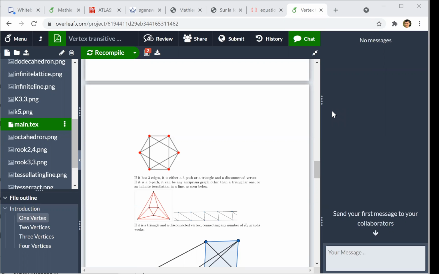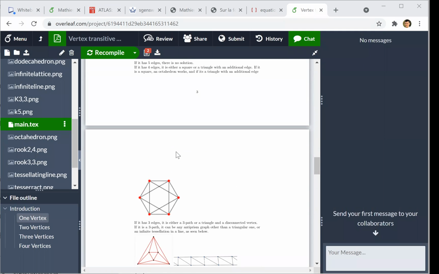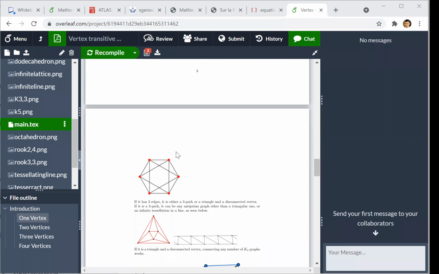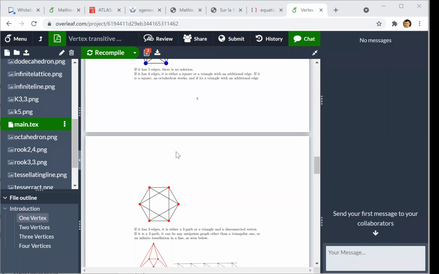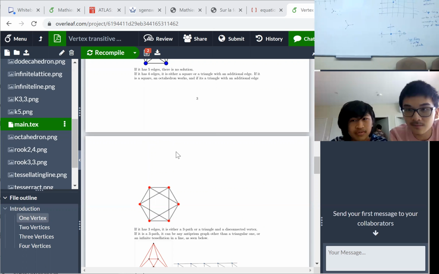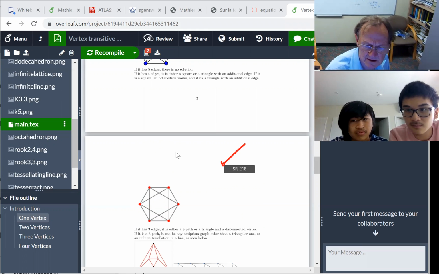A three-path, or a triangle and a disconnected vertex, yeah. Yeah, so what about this one? That's got 4 vertices. Oh, can you see what I'm writing? Yeah, wait, hang on. So I can write on here. So you've got 4 vertices and 3 edges.